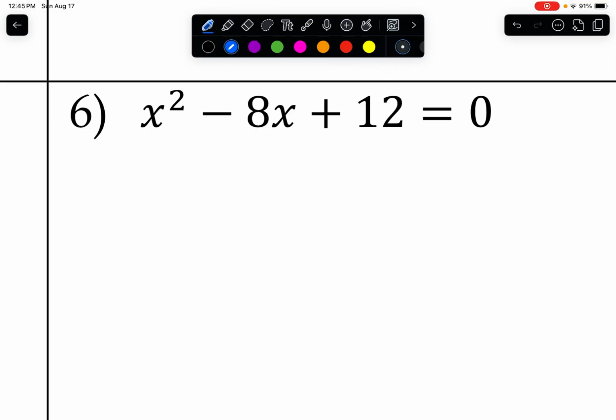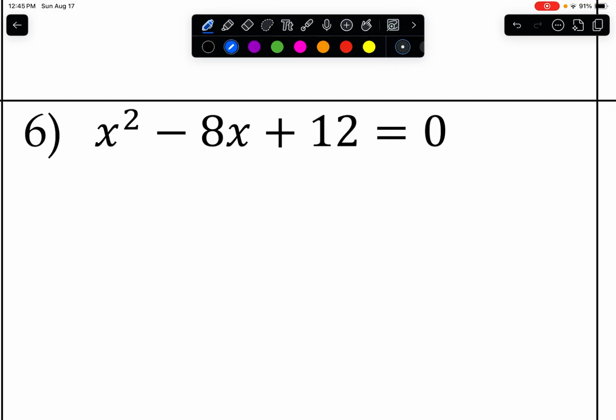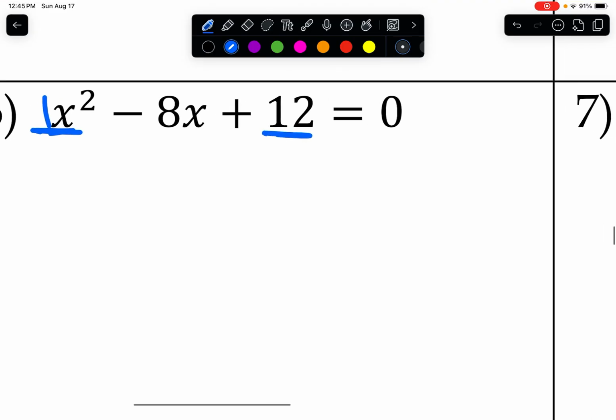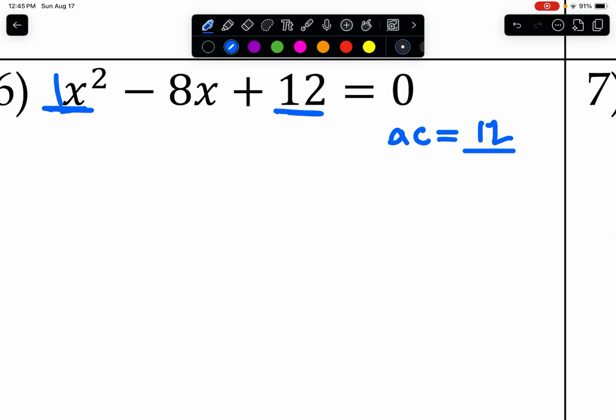So with grouping, the first thing you're going to do is look at your A value and your C value. So my A value over here is just going to be 1. So we're going to do A times C, which is going to be 1 times 12, which is just going to give you 12. So with this, now I need to find the factors of 12 that are going to add to give me -8.